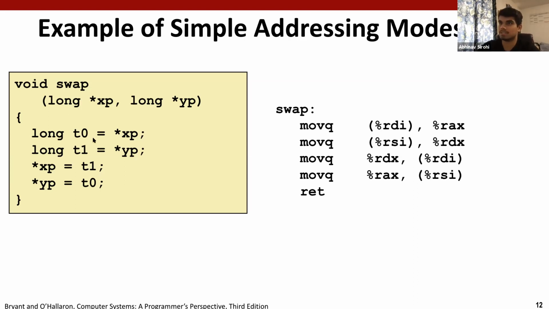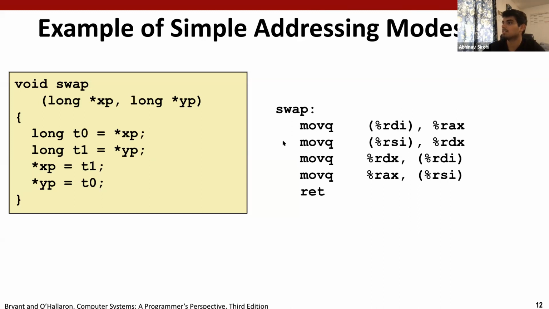So we just take t0, and t0 contains whatever's in xp. So we take the pointer, dereference it, and set that value to t0. Then we take yp and dereference that and set that value to t1. And then we just replace them. So in xp, we just set it equal to t1, which was the value in yp. And then in yp, we set it equal to the value in t0, which was the value in xp. And so that's basically how this function works.